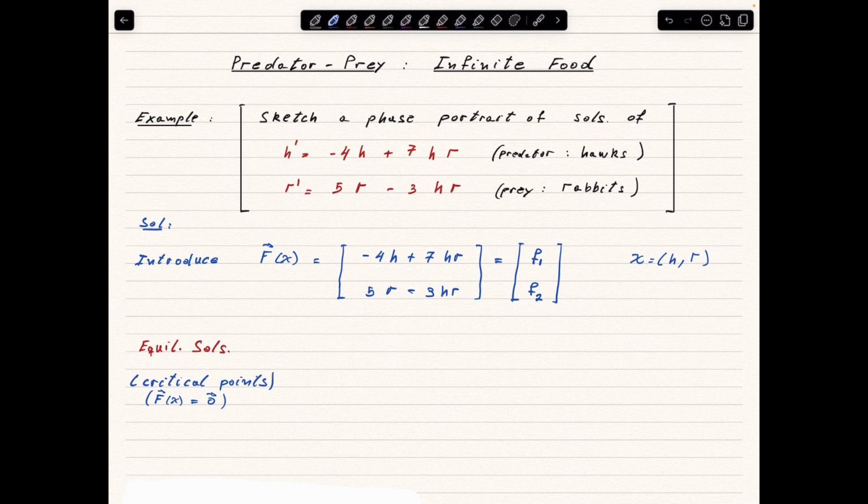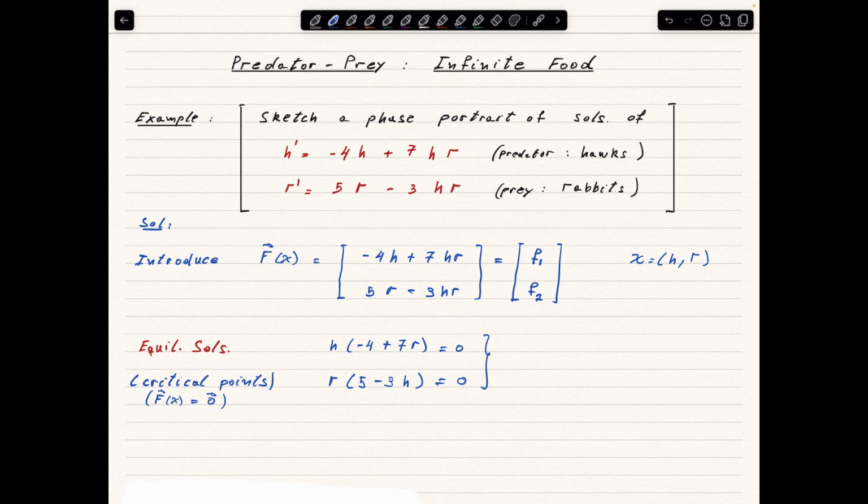So we have two equations. The first equation is going to be, in order, we are going to rewrite it as the first component equals 0. We are going to pull common factor h, and then we are going to write it as h that multiplies -4 plus 7r, that is equal 0. And then in the other equation we pull r common factor, so we have the rabbits multiplying 5 minus 3h, equals 0.